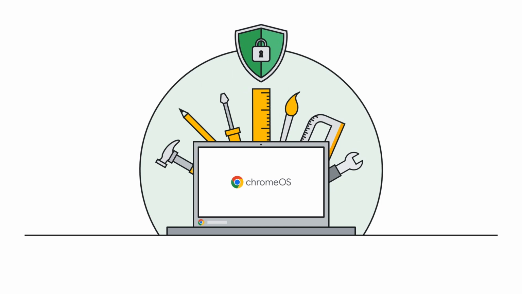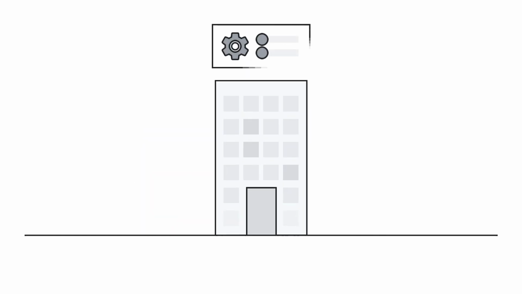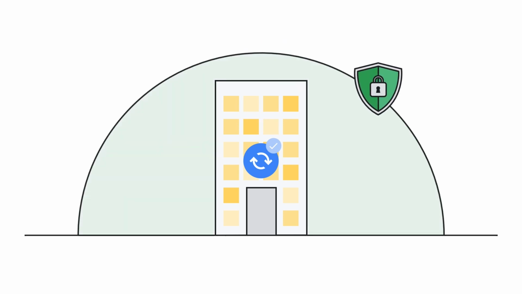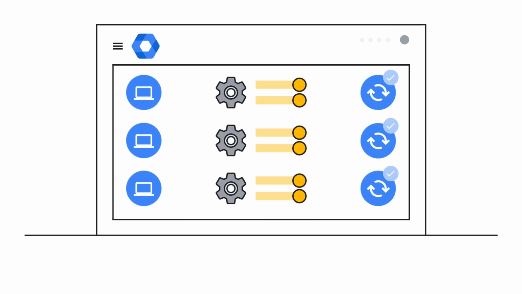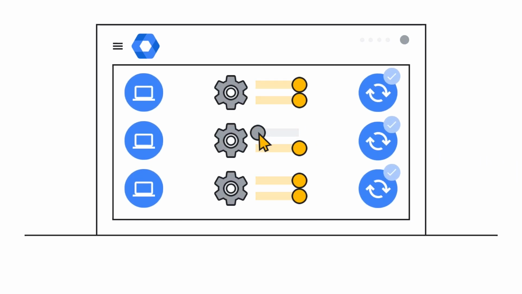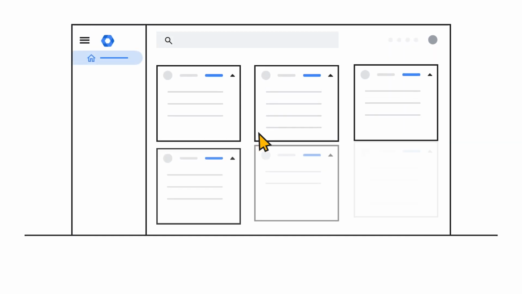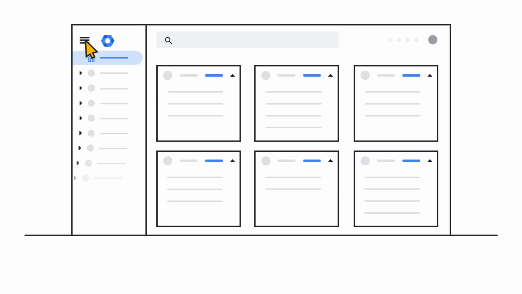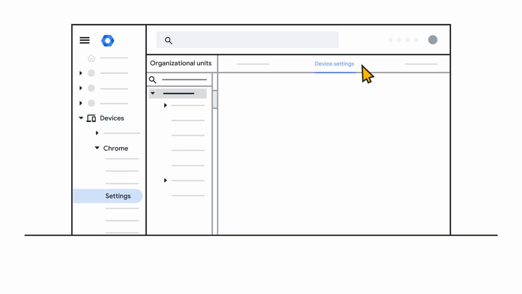It's best practice to turn on automatic updates for all of the devices in your organization to ensure that they remain protected and up to date. This setting is usually enabled by default, but you can also configure it in the Google Admin Console. You can do this by going to the Main menu, then Devices, then Chrome, then Settings, then Device Settings.